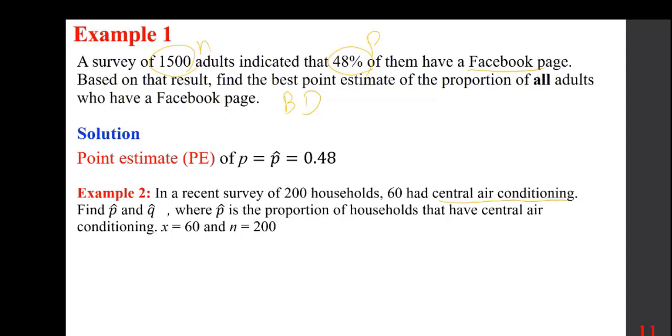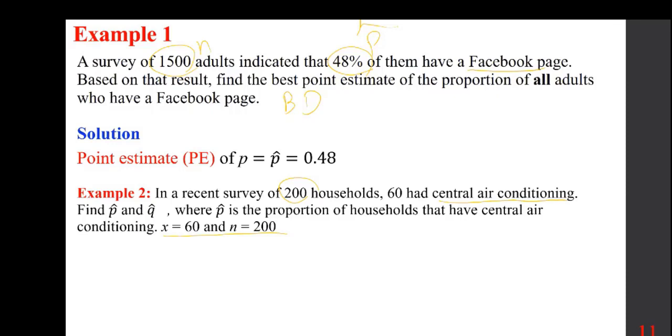Now, remember, P is the population proportion. In many cases, it is not available. Let me just go back and change this to P hat. So N is 200 and X is 60. So to get to P hat, you have to calculate using X over N.